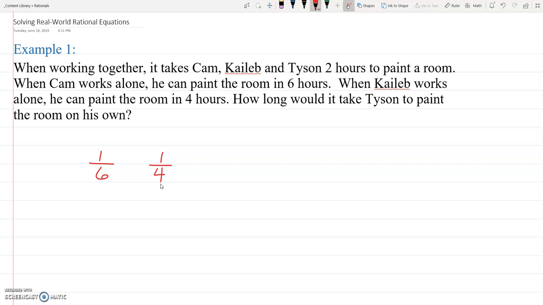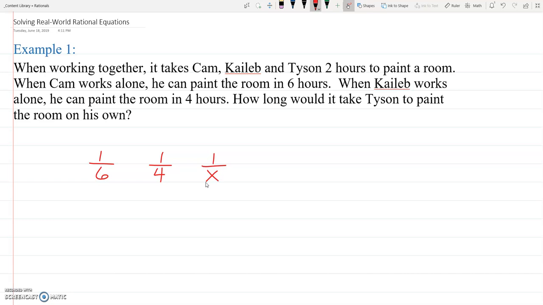How are we going to represent Tyson? X is going to be involved because we don't know about Tyson. But more specifically, when I write this equation, how am I going to represent Tyson? 1/X. And the reason is Tyson's going to paint a fraction of the room. Caleb's got a fraction of the room, Cam's got a fraction of the room, Tyson's got a fraction of the room. None of them are painting the whole room on their own when they're working together. The problem is, we just don't know what fraction of the room Tyson's going to paint because we don't know how fast Tyson paints yet.